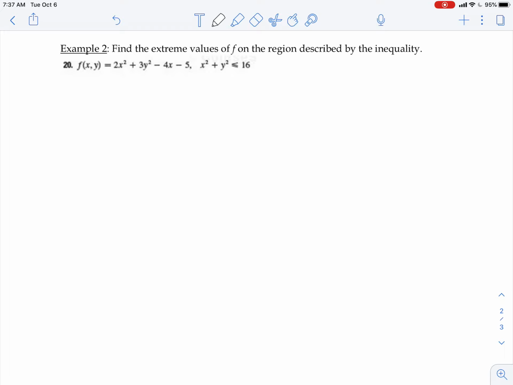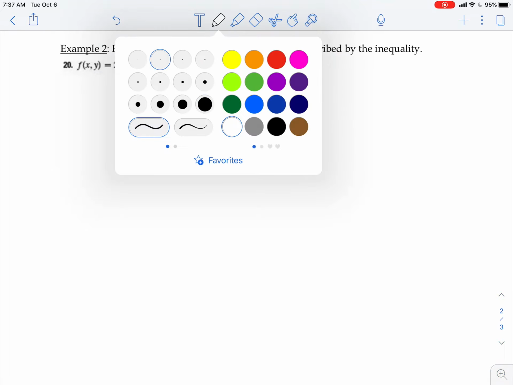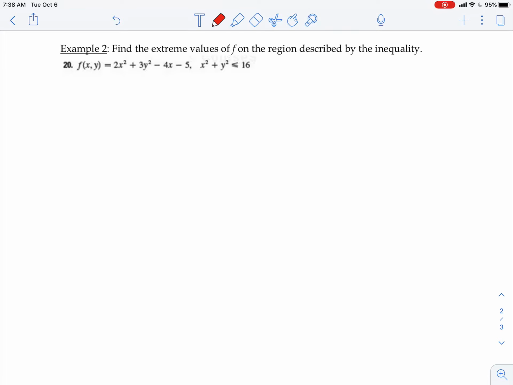So the first thing we're going to do is take the gradient of f. The gradient of f is just going to be 4x minus 4, and then the partial with respect to y is going to be 6y. Now, in order to find the critical point, we set the partial derivatives of x and y equal to 0. So I'm just going to set my gradient of f equal to the zero vector, and that's going to help me find my critical points.